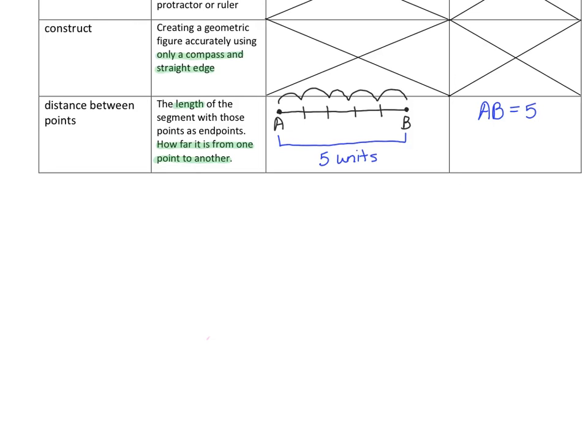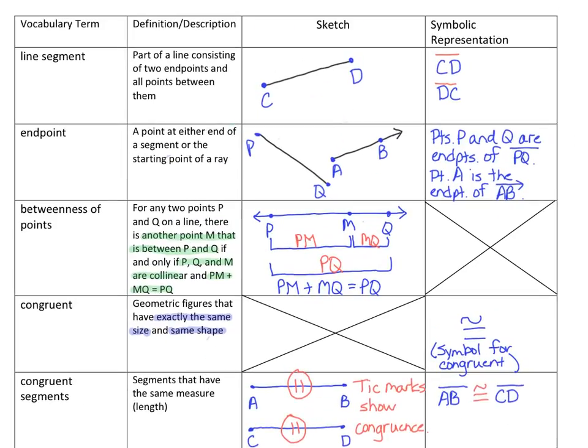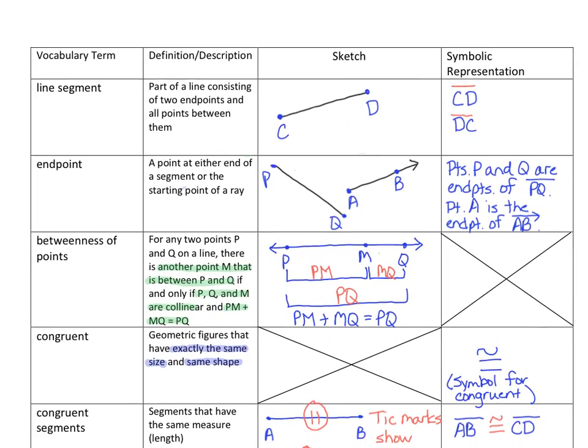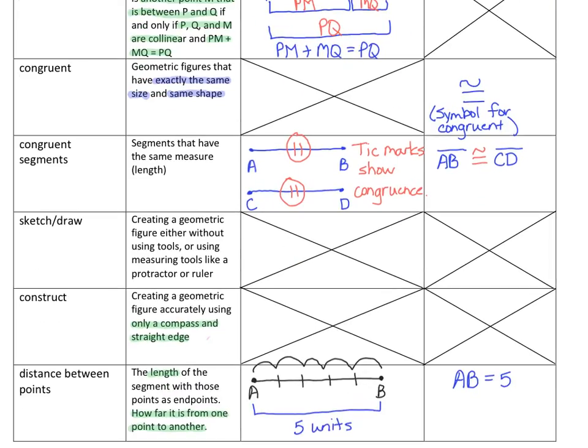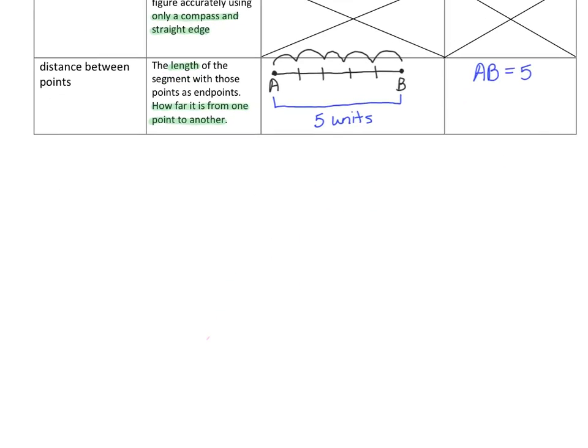Notice I have not put a segment bar above that. There's a difference when you see a segment bar and when you don't. Back up here when we were naming our segment, we put segment bars. But when you are just talking about the length of a segment, there is no segment bar. So just remember: no segment bar for length, if you're actually talking about how far it is from one point to another.